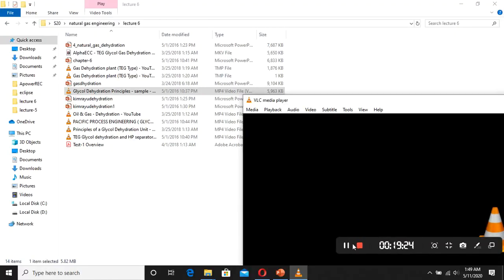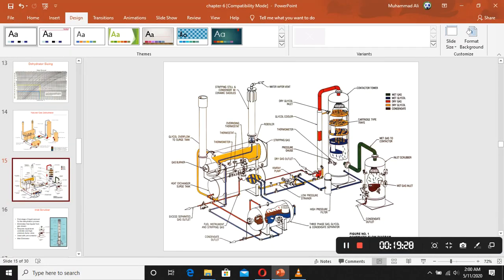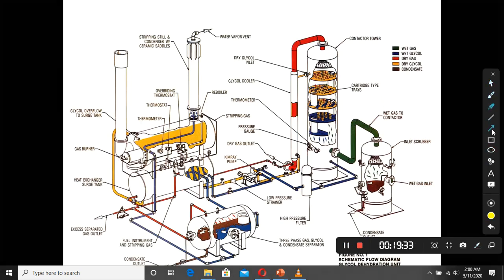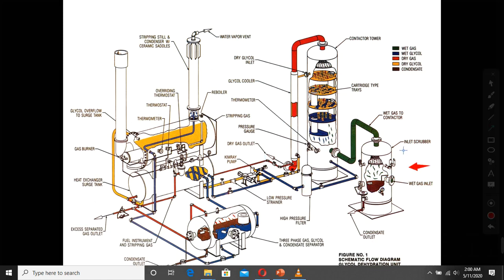So this was the process of dehydration that we are talking about. So in this plant, if I show you the diagram, actually here is the first step. This is called the inlet scrubber. In an inlet scrubber, any free water or any contaminants are removed here. Okay. Then this gas, the gas which has water, is called the wet gas. It goes here.